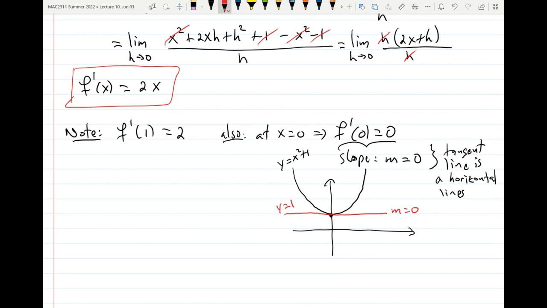So the moral of the story here is that if you have a function and you want to figure out where the horizontal tangent lines are, an equivalent question is when is the derivative equal to 0, right? Any point at which the derivative equals 0, this is telling us that we have a horizontal tangent line, because it's a slope. So derivative equal to 0 means you have a horizontal tangent line. Okay?